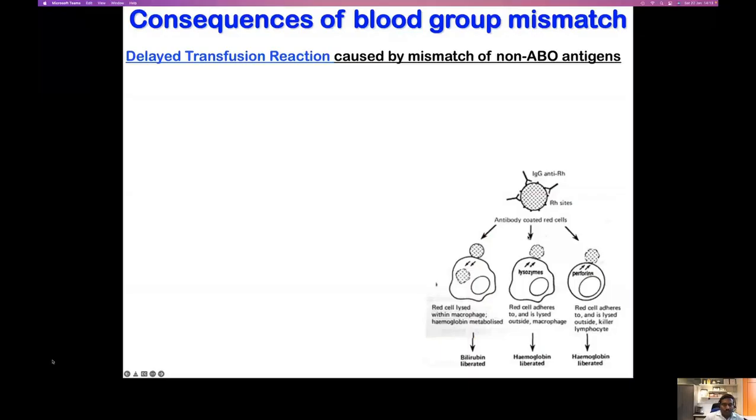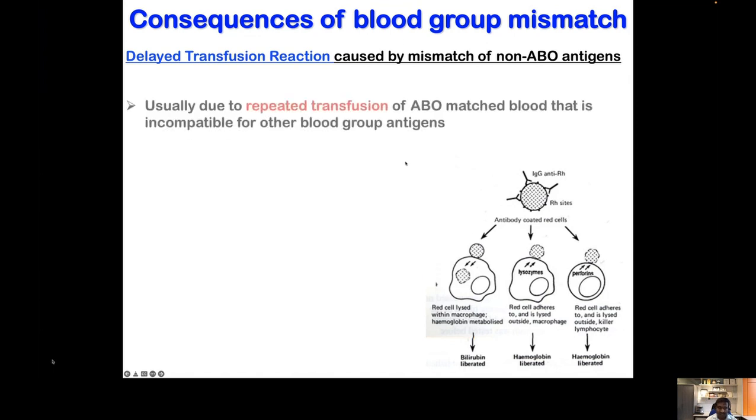Okay, so continuing on blood grouping, particularly blood group mismatch. Here we are going to talk about delayed transfusion reaction caused by non-ABO antigens. Previously we talked about the acute reaction because of the anti-A and anti-B antibodies. Now we are going to talk about delayed reaction due to non-ABO antigens, particularly the RH antigens.